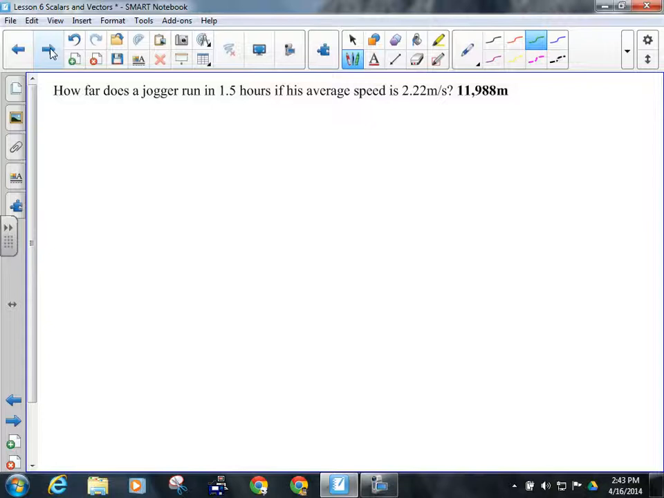Let's try this one. This is a basic one. Really, really basic. How far does a jogger run in 1.5 hours if his average speed is 2.2 meters per second? Now, anyone see a problem with the numbers you're given in this question? Well, meters per second is a unit for speed, the one we use actually most often. But what's wrong with the other units we were given?